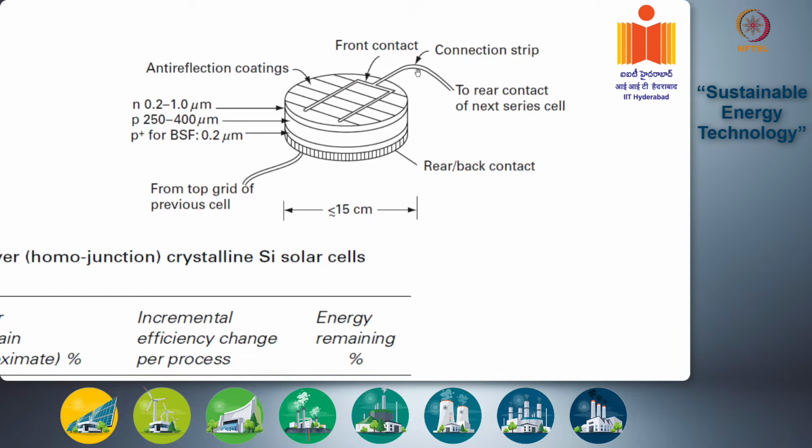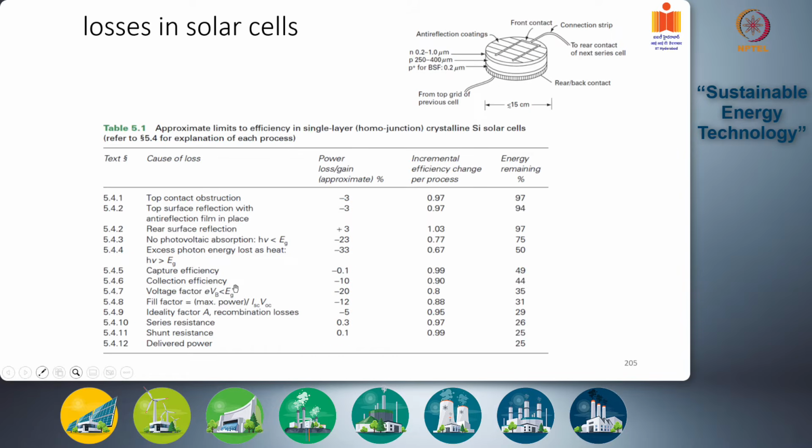This entire system is around 15 centimeters in diameter. So this front contact goes to the rear contact of the next series cell, and this is from the top contact of the previous cell. So this is how this system is given.